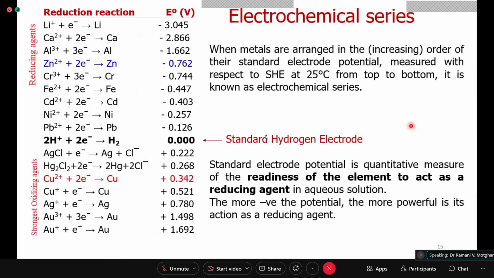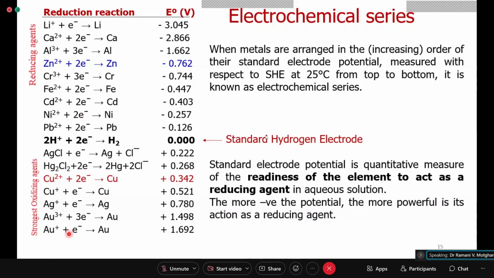Whereas the EC series is the arrangement of the reduction potentials measured with respect to the standard hydrogen electrode, placed in their own salt solution of 1 molar concentration, and arranged in increasing reduction potential order from top to bottom. So that is the electrochemical series. The electrochemical series is very important and has wide application. All electrochemists, people working on electroanalytical methods and other things, will be using the basic knowledge of this EC series, because these are the standard values.